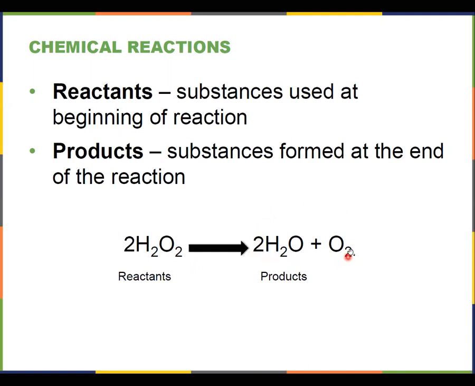So this is the product. This is the reactant. Reactant is the starting material. Product is the end after the reaction has been done. And those reactions are shown by an arrow. In this case, this is a solid one-way arrow.